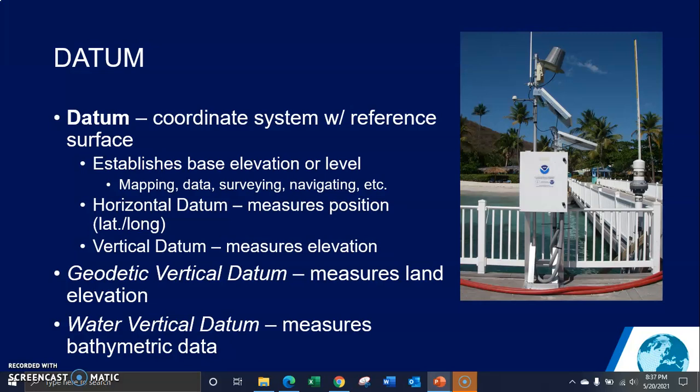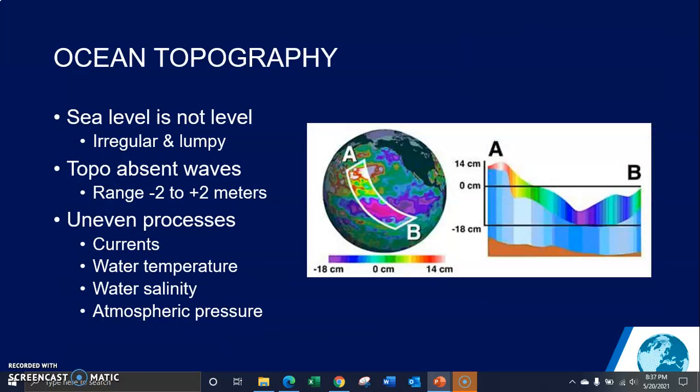Now, there's an important distinction that we have to make here, and that'll come into play later in this presentation, and that is a geodetic vertical datum typically measures land elevation, or elevation to a fixed point on Earth or a fixed surface, whereas a water vertical datum is used for bathymetric data, and that's accounted for a little bit differently, and we'll get into that further in this presentation.